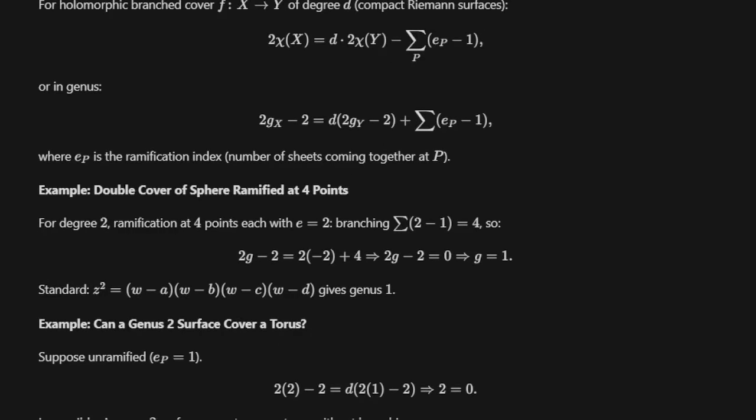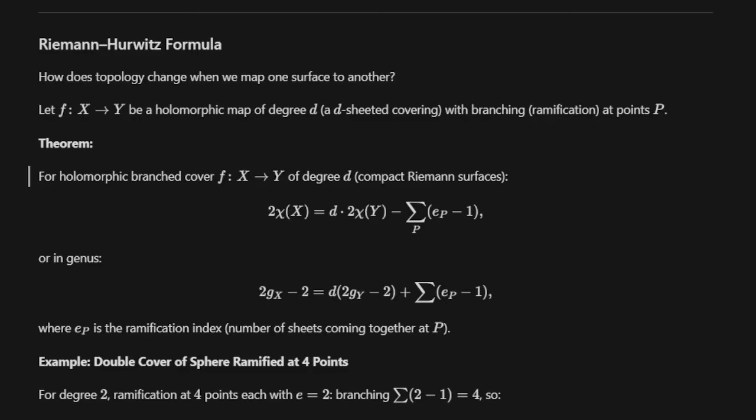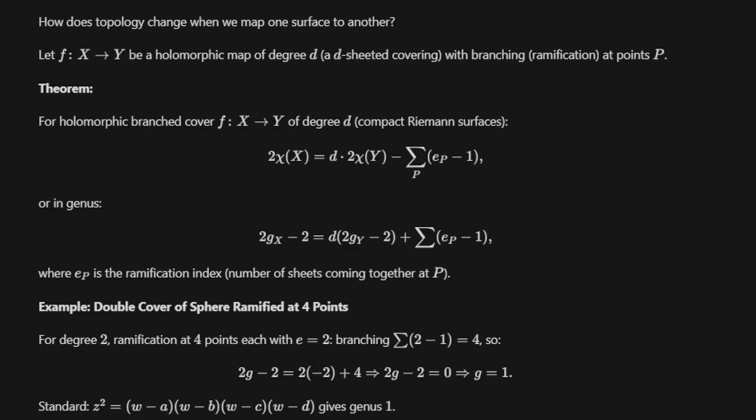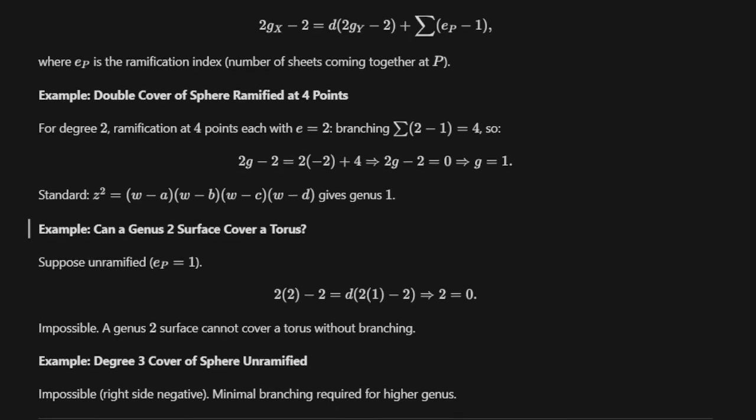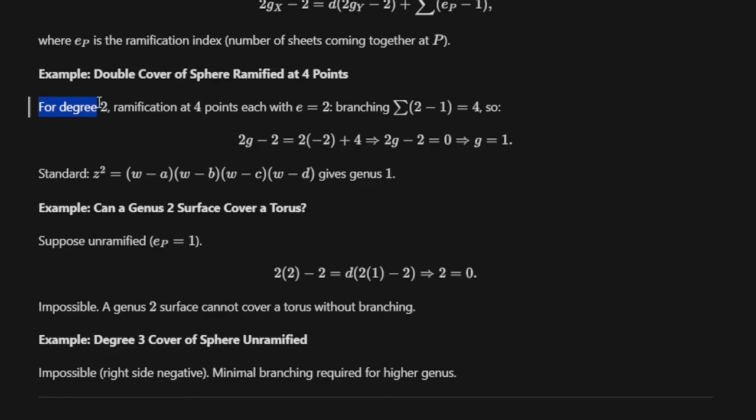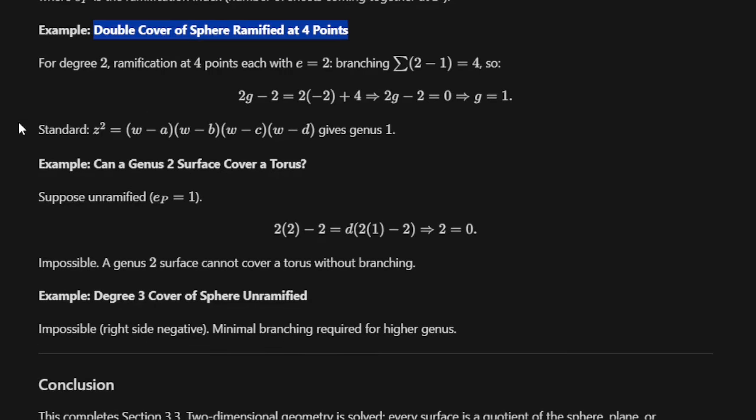This formula explains why you cannot wrap a sphere around a torus without breaking it. You literally cannot wrap a sphere around a torus. But you can wrap a torus around a sphere if you pinch it in 4 places. Topology constrains the algebra. So for degree 2, ramification at 4 points with index 2, the branching equals 4. The double cover of a sphere ramified at 4 points gives us genus 1.